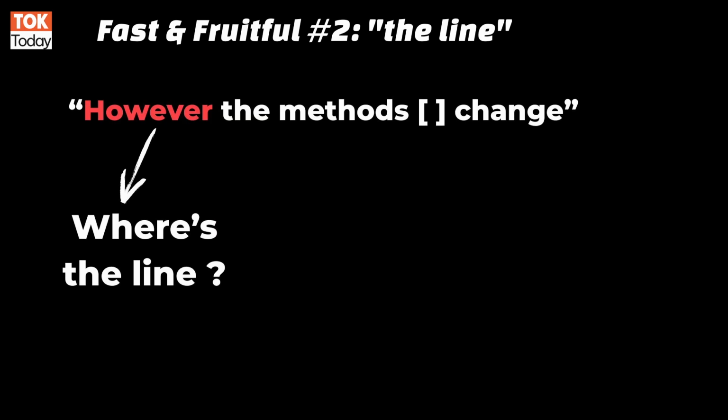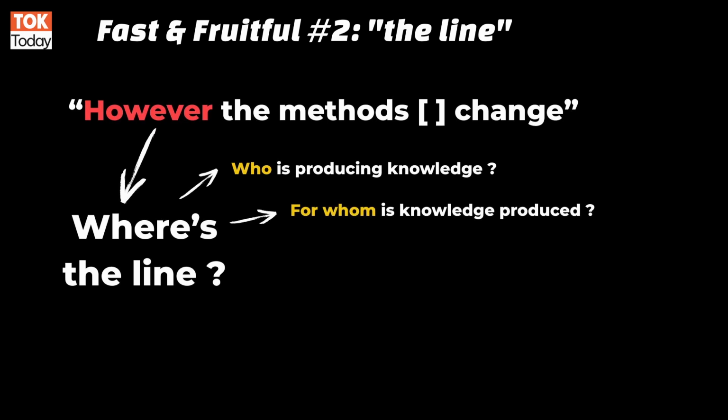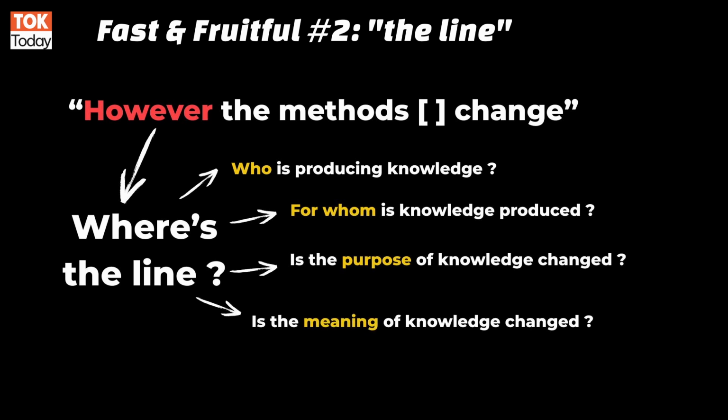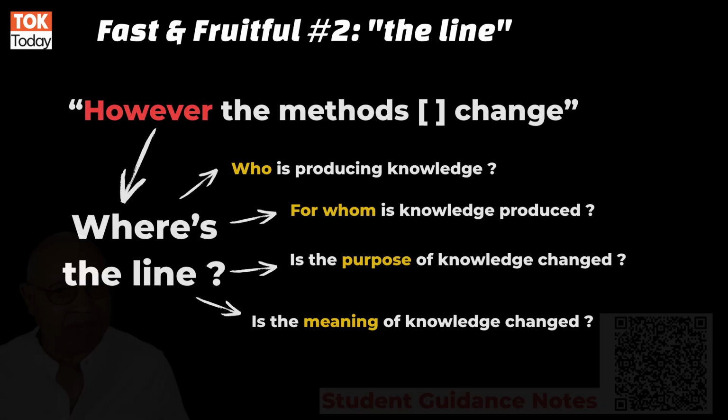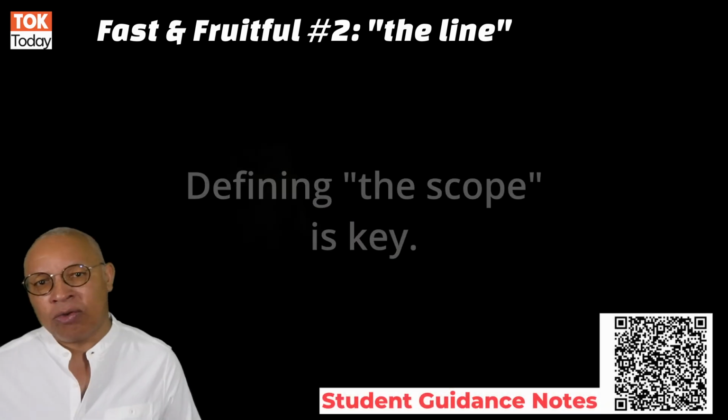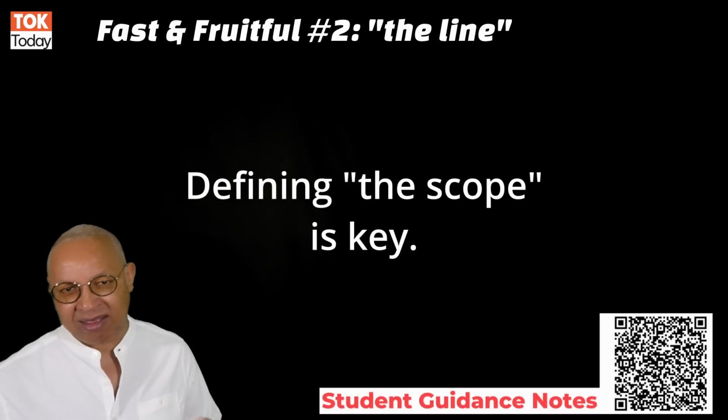It could be that a change in methods changes who is producing knowledge, or for whom the knowledge is produced, or it changes the purpose of the knowledge produced, or maybe even the meaning of the knowledge produced. It's all open for your wonderful ToK discussion and debate. However, it's clear that it all comes back to how you define the scope.